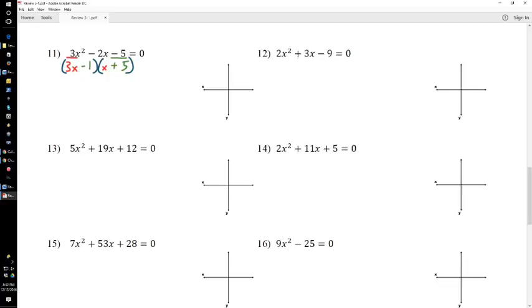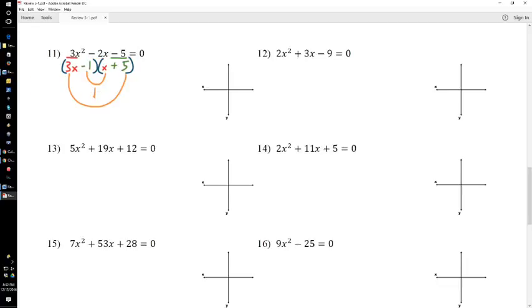Now, to make sure that this is the right combination, I'm going to do the inside and outside. I'm going to multiply the 3x times the 5 and the -1 times the x and see if those add up to my middle term. Okay, so here we go. 3x times 5 is 15x. -1 times x is -x, and those add up to, I'm sorry, positive 14x. That is not my middle term. Okay? All we got to do is go back and change something.